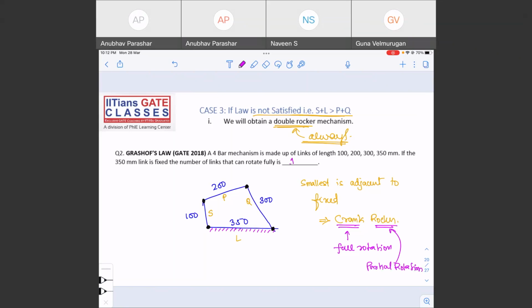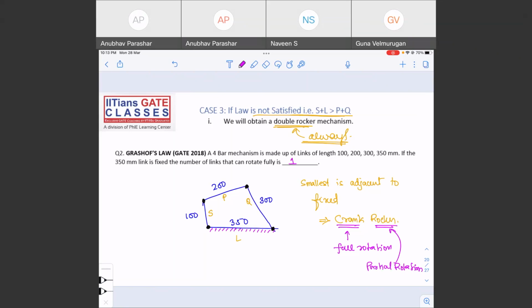Answer is 1. Right, so you'll have a crank rocker mechanism. So the crank will have full rotation and the rocker will have partial rotation, right? So in this case you're going to have one link which is going to fully rotate, right?